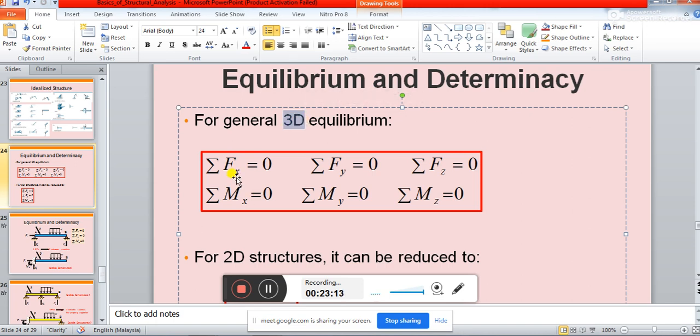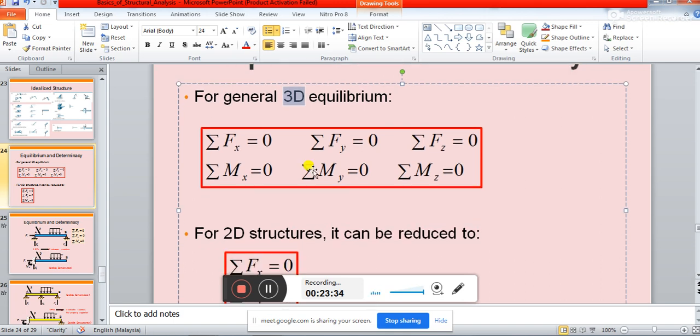What are they? Sigma Fx equal to 0. All the forces in the x direction should be equal to 0. Summation of all the forces in the x direction should be equal to 0. Summation of all the forces in the y direction should be equal to 0. Summation of all the forces in the z direction also should be equal to 0.